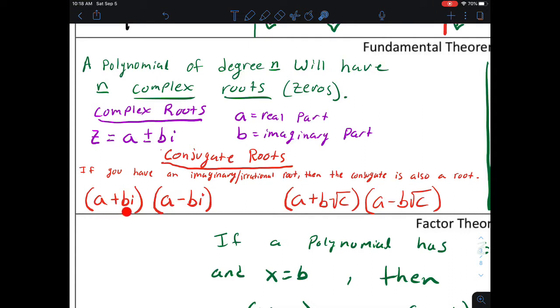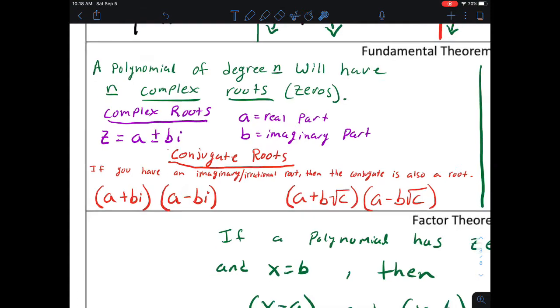If I have the imaginary number a plus bi, its conjugate root is a minus bi. Just change the sign in the middle from positive to negative. If I have an irrational root, same rule applies. A plus b times square root of c, its conjugate pair, a minus b square root of c. And so if I'm given one of the pair, then the other conjugate pair has to also be a root.